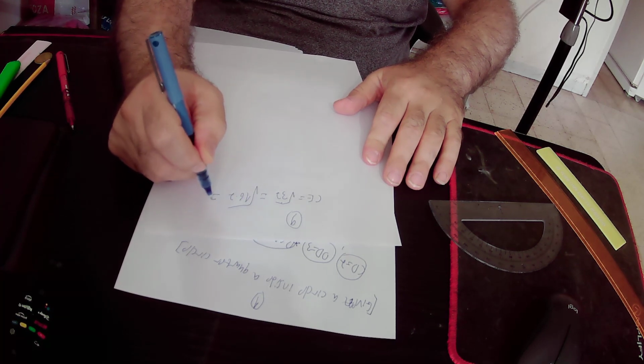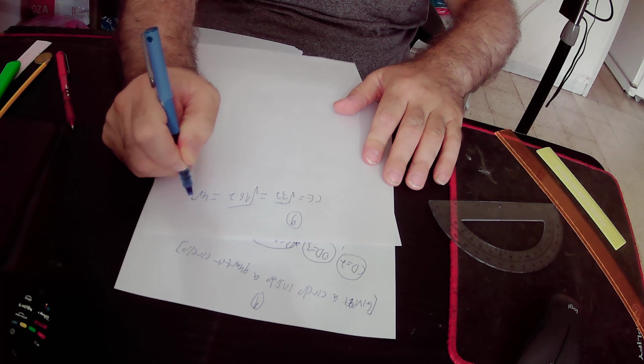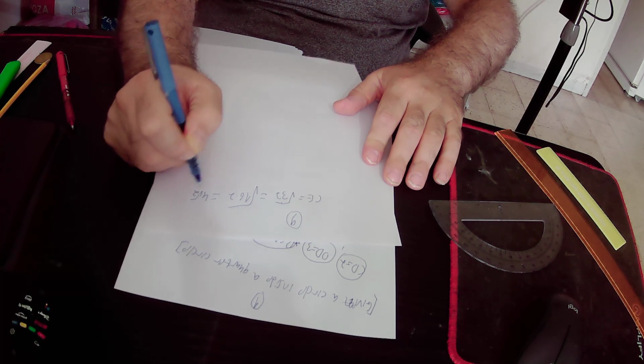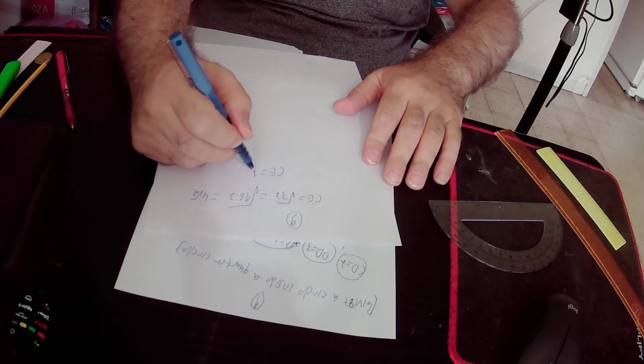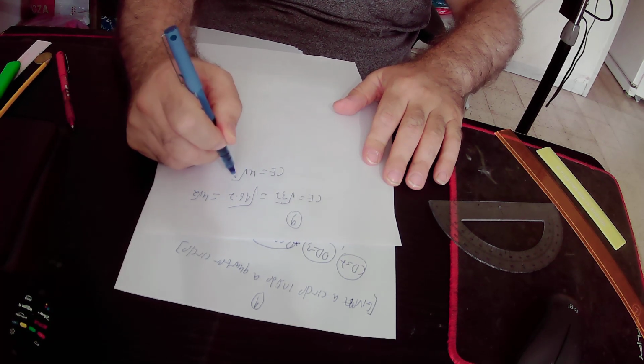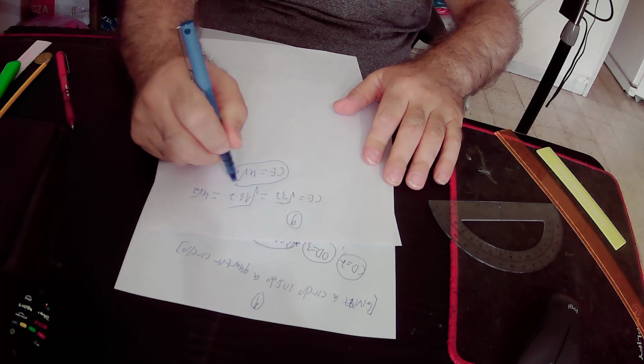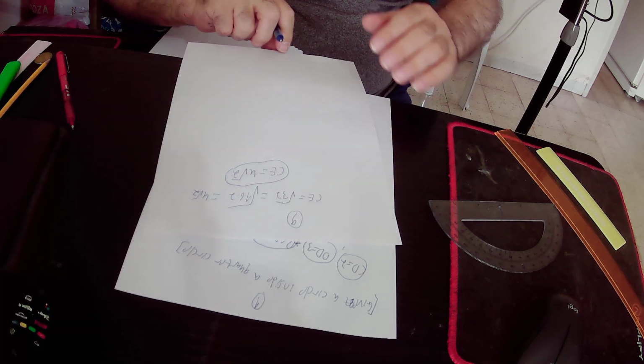And the root of 16 is 4. So in total, we will get that CE equals 4 times root 2. Okay, CE equals 4 times root 2.